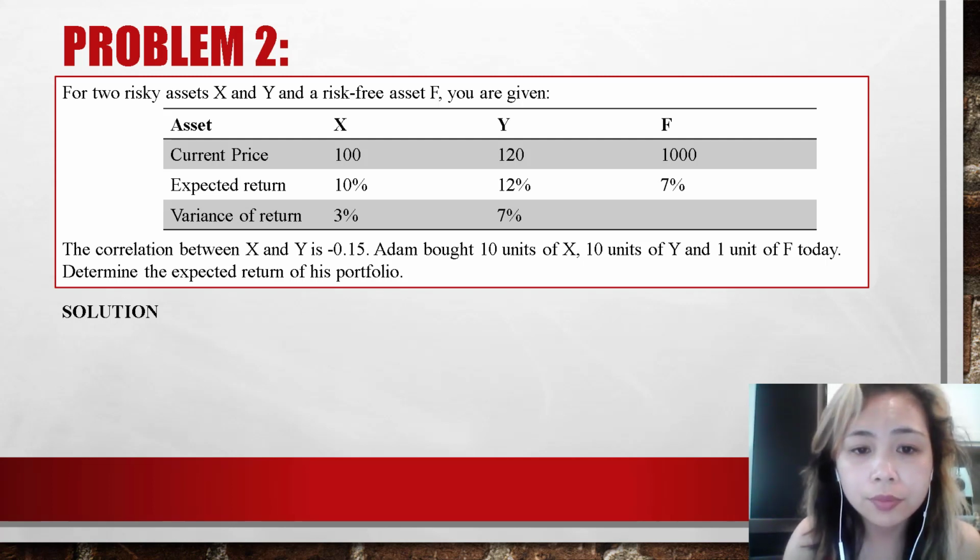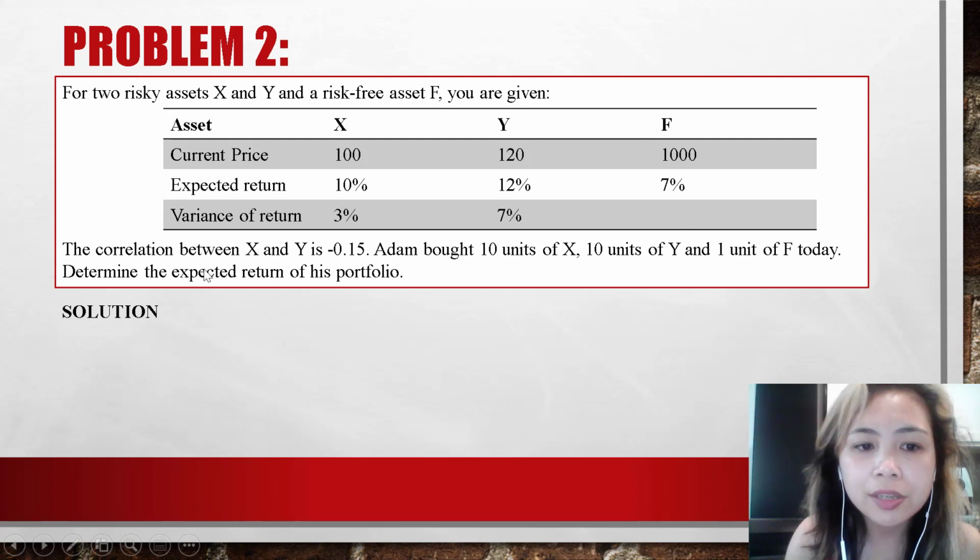Alright, this question is asking about the expected return of his portfolio. We have a table of 3 assets. X and Y are risky assets, and F is a risk-free asset. For the risk-free asset, you see the variance is 0. That's why it's not listed here.